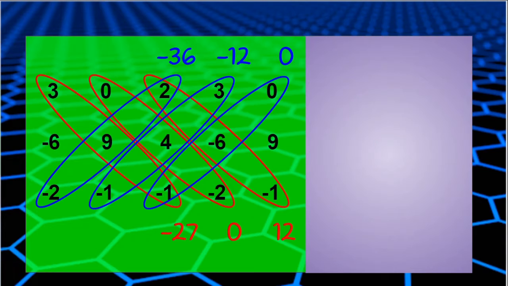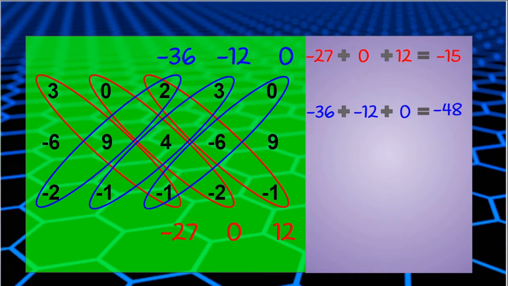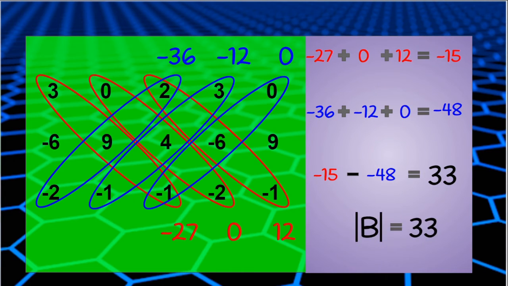Now this is what we do with these numbers. We take the numbers below in red, which are minus 27, 0 and 12, and add them together. So when we add this up, we should get negative 15. We take the numbers above in blue, minus 36, minus 12 and 0, and also add them together. When we do this, we should get minus 48. So we take minus 15 and minus 48 and subtract them. So basically we are subtracting the sum of the numbers in blue from the sum of the numbers in red, and we'll get 33. Therefore the determinant of matrix B is 33.